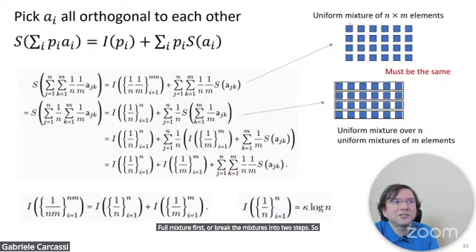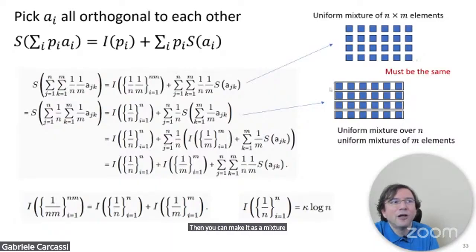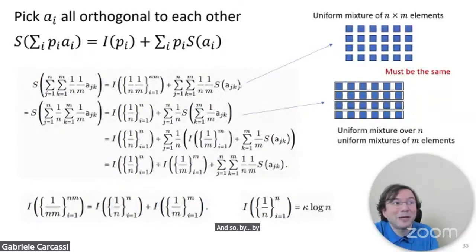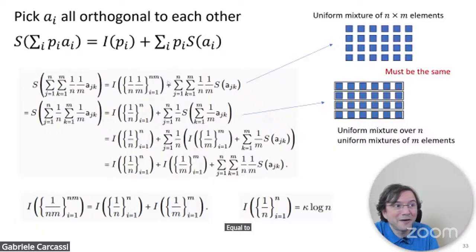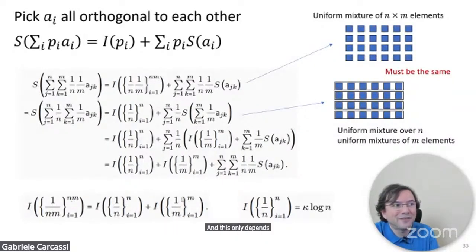So if you have a uniform mixture of n times m elements, then you can make it as a mixture of n elements of a uniform mixture, where the n elements are the uniform mixtures on the m elements. And so by doing the full mixture first or dividing into two pieces, you're going to see that this part here has to be equal to this part here. And now you are going to see that this quantity depends only on n and m, and this only depends on n, and this only depends on m.